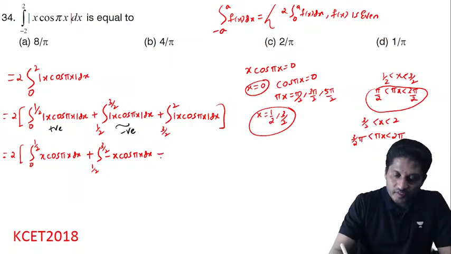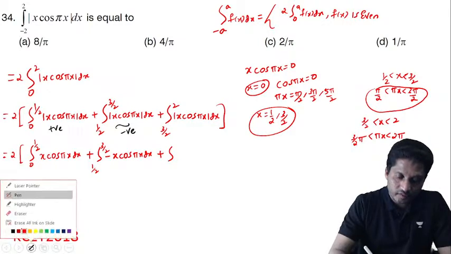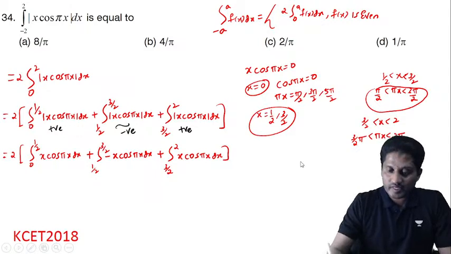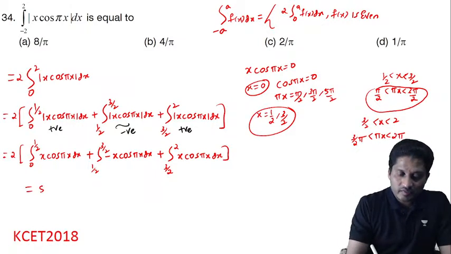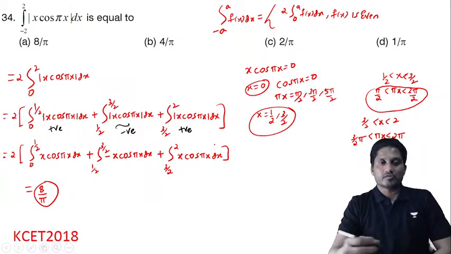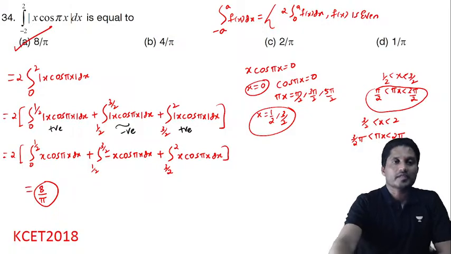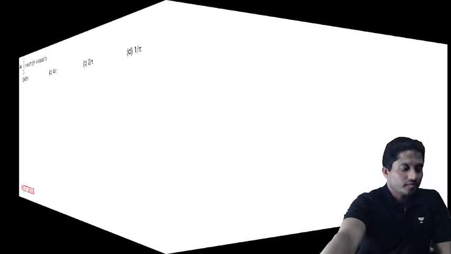Okay, and then dx plus, this fellow is positive, you get integration 3 by 2 to 2 of x into cos pi x dx. If you integrate all, you will use by parts. Use by parts guys, please complete this, don't make a silly mistake, answer will be 8 upon pi only. This is option A. Let's move to the next question.